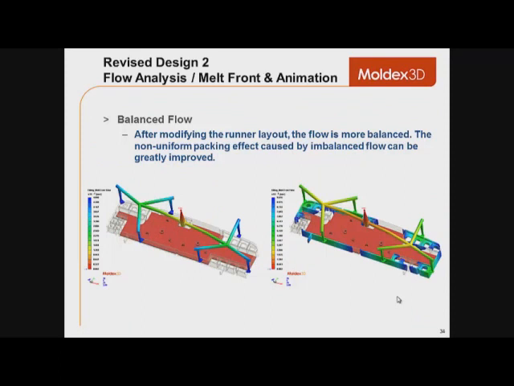For this design, we adopted a 3-point model system and completely changed the runner layout. After modifying the runner layout, we found that the flow was more balanced. Thus, the non-uniform packing effect caused by the imbalanced flow can be greatly improved.